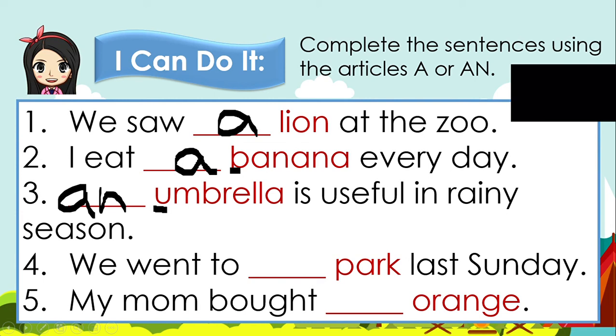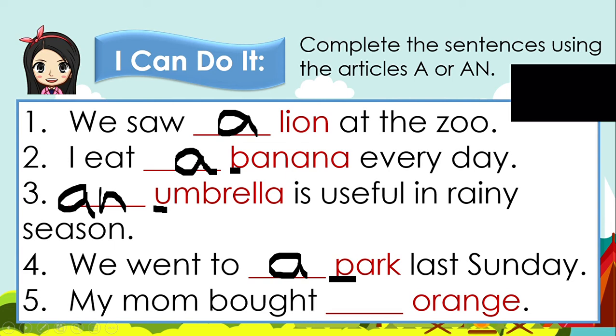And the correct answer is A. So we use article A because the first letter of the word is P, which is a consonant. We went to a park last Sunday.